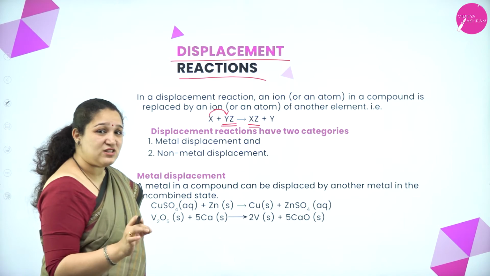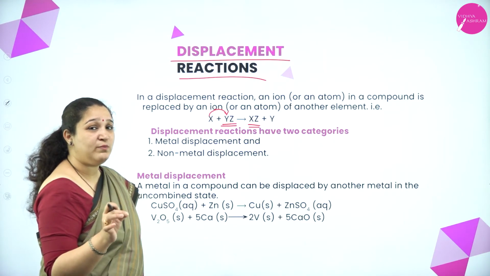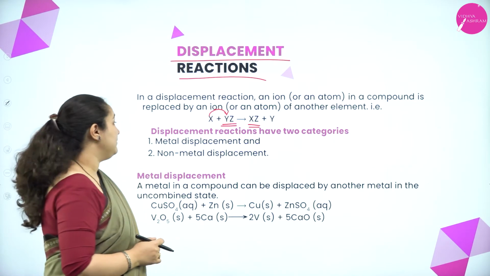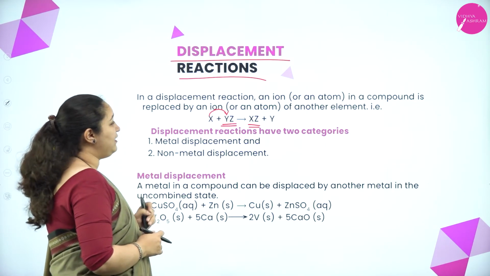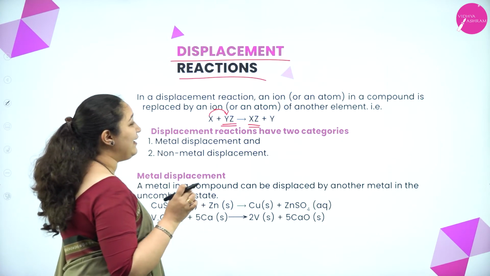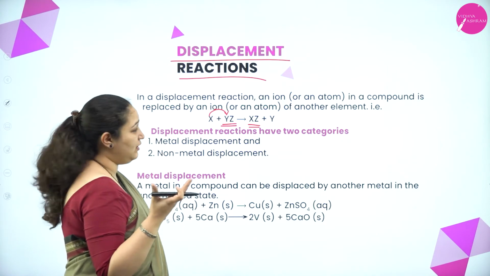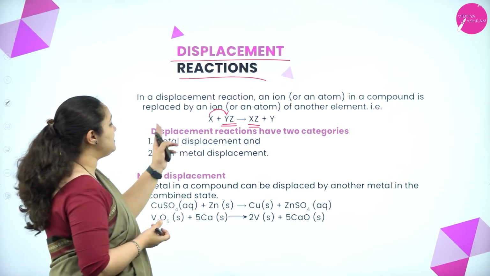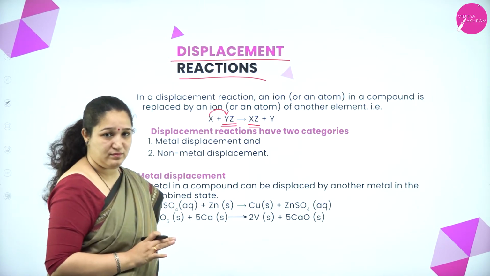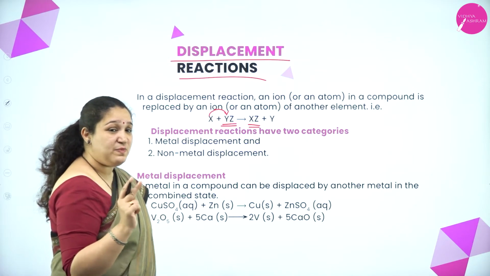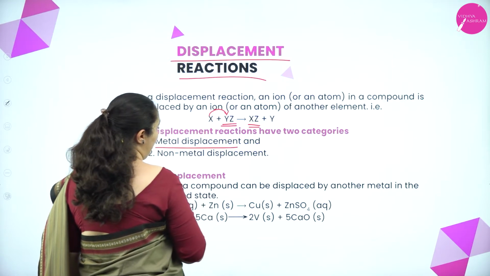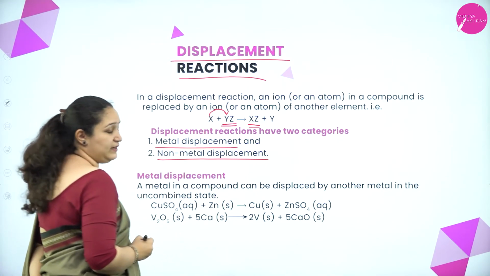So such reactions are called as what type of reactions? Displacement reaction. Okay. So displacement reaction definition we'll see. In displacement reaction, an ion or an atom in a compound is replaced by an ion or an atom of another element. Okay. And the displacement can be 2 types, metal displacement and non-metal displacement.